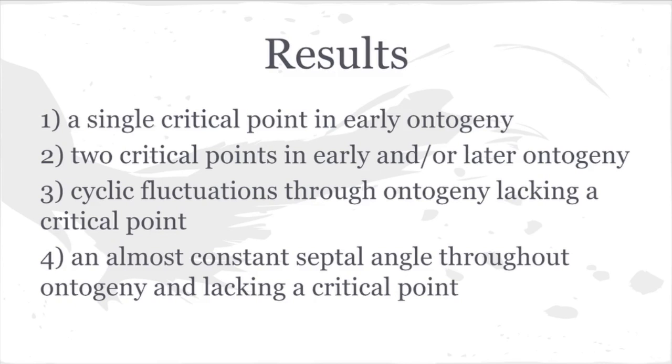The late Cretaceous ammonoids examined in this study revealed that the ontogenetic patterns of septal angles are classified into four groups: a single critical point in early ontogeny, two critical points in early and or later ontogeny, cyclic fluctuations through ontogeny lacking a critical point, and an almost constant septal angle throughout ontogeny, also lacking a critical point. The critical point is a point where a new chamber has grown over time, or ontogeny.